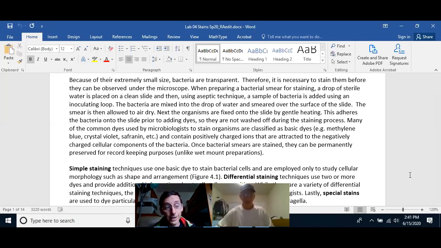And that's done either, if it's a basic dye, by staining the cell, and then the background is light. Or if it's a negative stain, it stains the background and then the cell is light. Either way, it increases the contrast between the cells and the background, and then you have a much easier time viewing your specimen under the microscope.